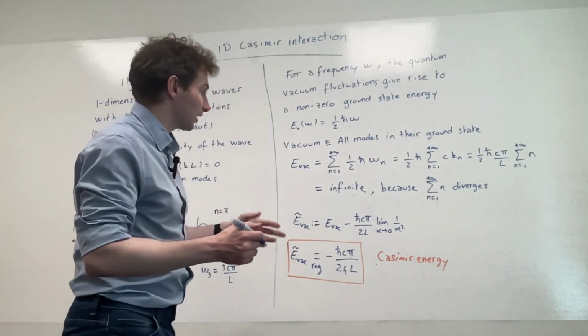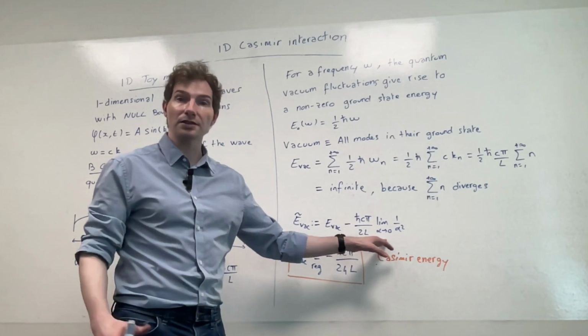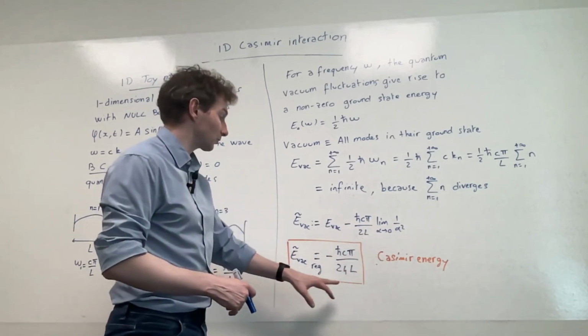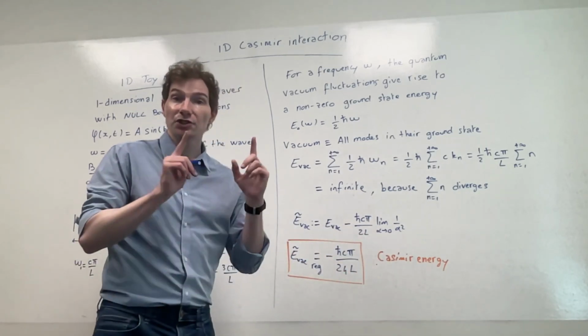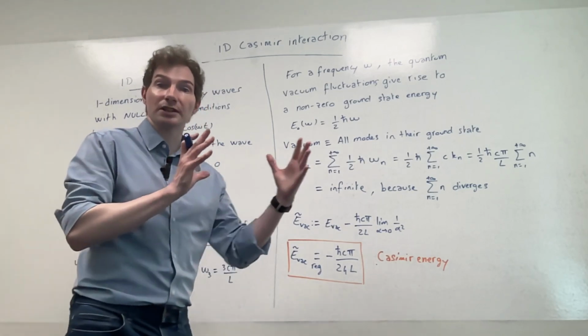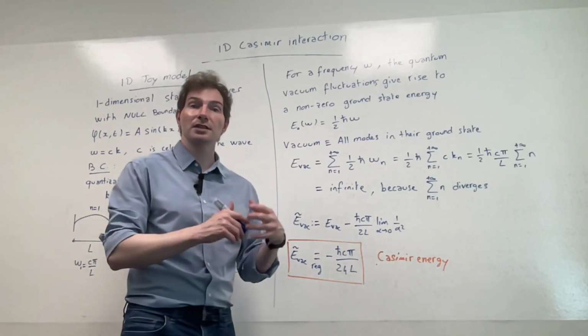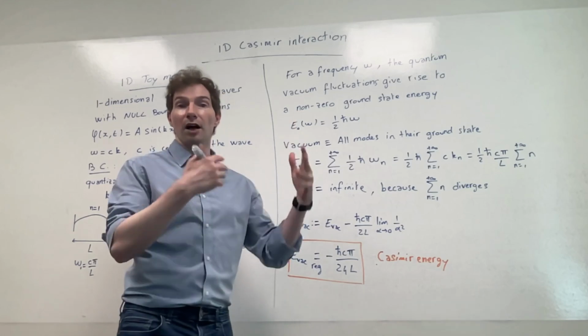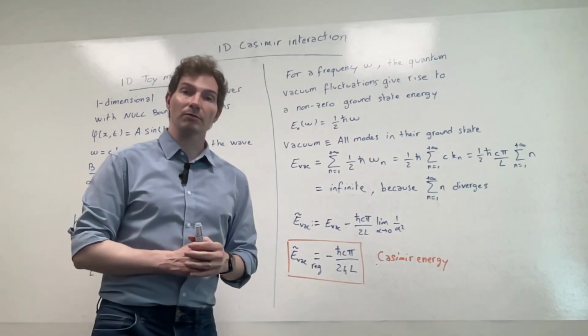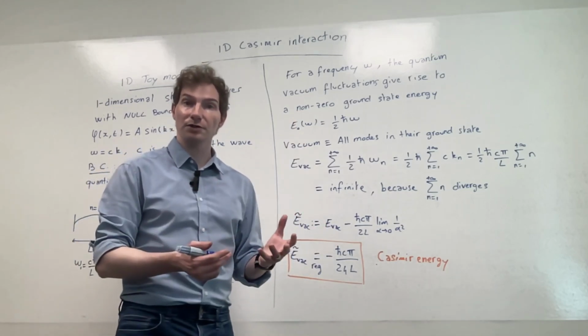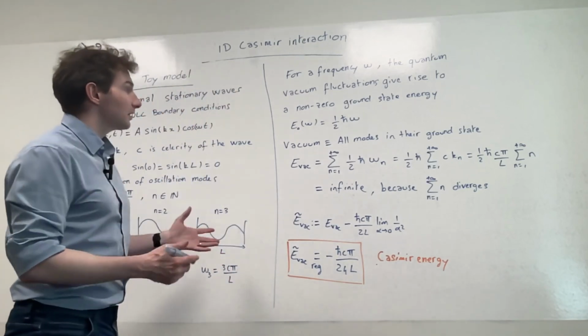But whatever the case, the point here is that we regularize, we get rid of the infinity, and then we get this particular energy, which is attractive. So we get that there is an attraction between these plates simply through vacuum fluctuations of the oscillation modes. Okay, so basically that's it.